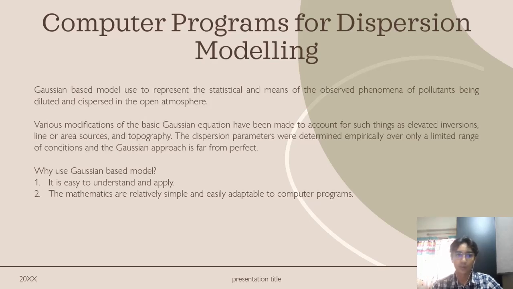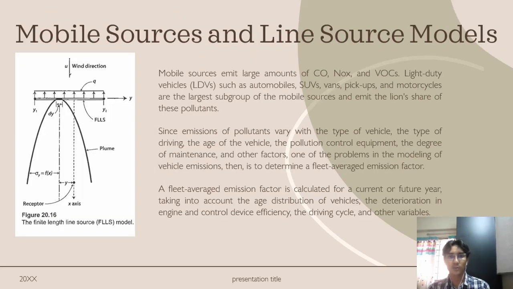So then, why do we use a Gaussian-based model? Well, it's simple. First, it is easy to understand and apply, and second, the mathematics are relatively simple and easily adaptable to computer programs. Now let's proceed to mobile sources and line source models.